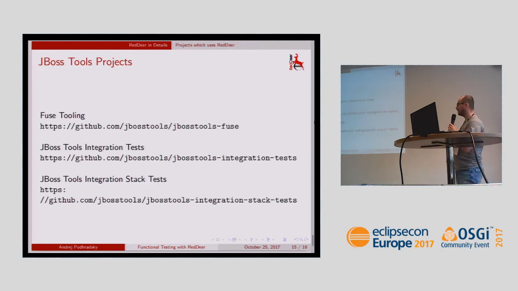Yeah, and here are some projects which already use RedDeer. First of all, I would like to mention the fuse tooling. A month ago, we moved all our tests to the fuse tooling repository. So there are JUnit tests, some simple integration tests, and these functional tests. At the moment, we do not execute functional tests for every pull request because it is very time consuming.